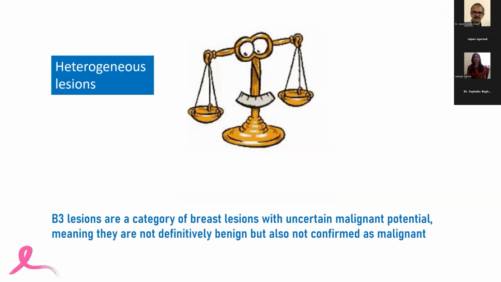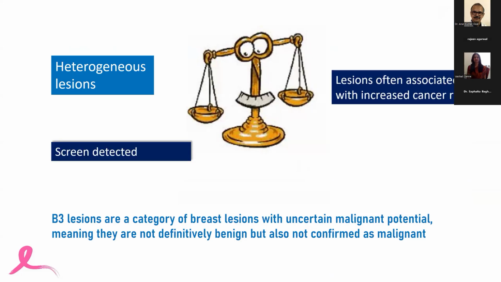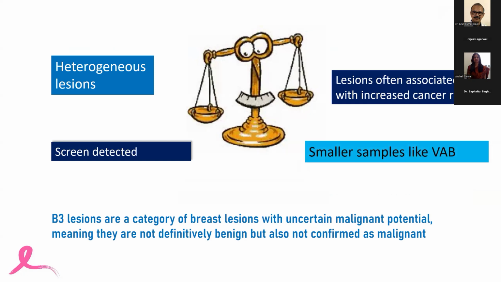Why? Because number one, these lesions are very heterogeneous. So you don't know what you're dealing with. They're often screen detected, and they're associated with increased risk of cancer. And most importantly, when we initially evaluate these lesions, we are looking at a smaller size of lesions. So you have to put them in perspective with what is happening in the rest of the breast. So we label it, it's the British way of saying, oh, not so bad. So that's what it is.